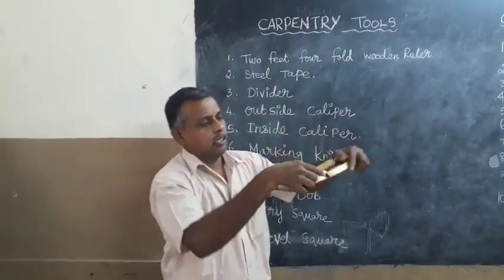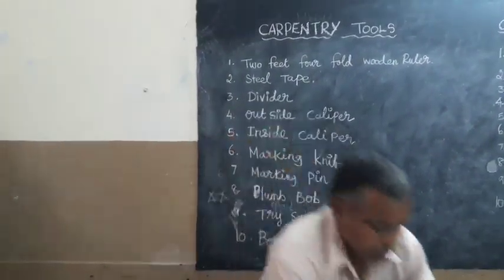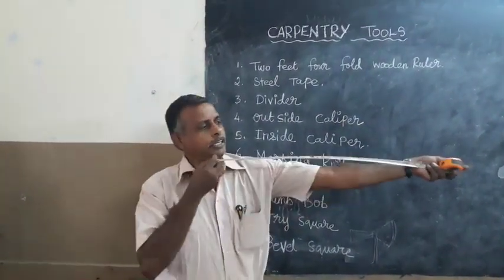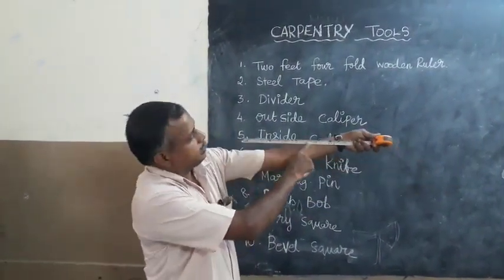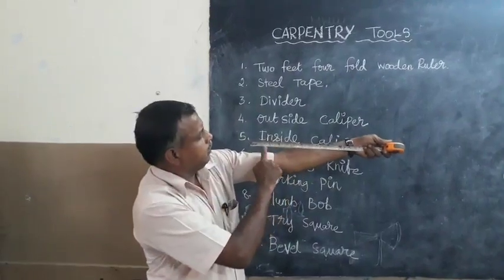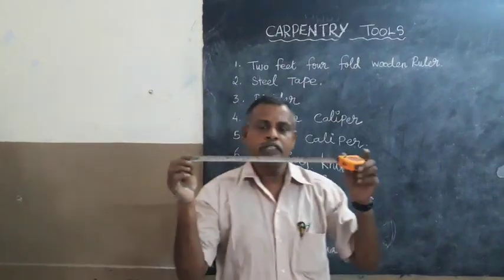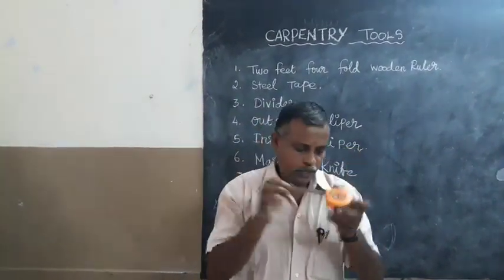Next, the introduction to the steel tape. This is the steel tape. Here, the first one is inches, and then millimeters or centimeters. This is what you are using now. This is the steel tape.